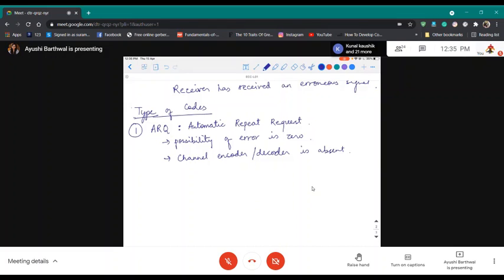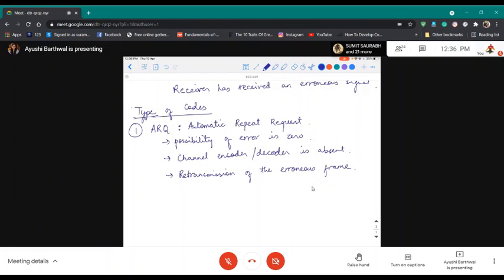And what do we do in case there is an error? Since the possibility is very less, generally if the receiver judges that there is certain error in the transmission, it requests for retransmission of the erroneous frame. So it requests that the frame which has error be retransmitted from the transmitter side.